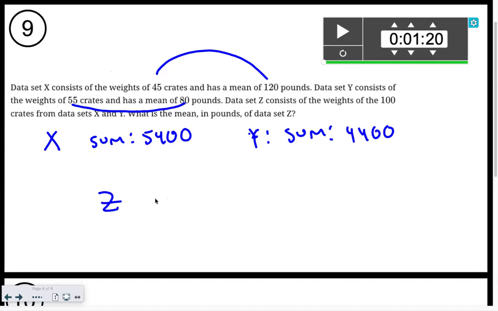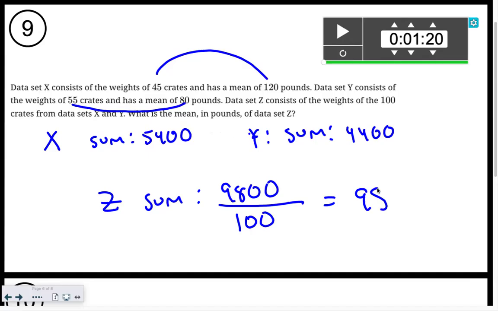And then Z, the sum, well, these were just added together, right? So the sum would just be 5,400 plus 4,400, and that is 9,800. And then it wants the mean of them. Well, there were 100 total, right? So we just divide that new sum by 100, and you're going to get 98. All right. So if you multiply however many data points there are by the mean, that gives you the sum. That's something I'm always looking for when I'm doing problems like this.